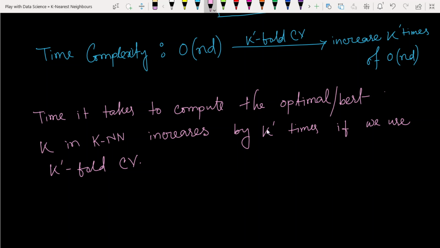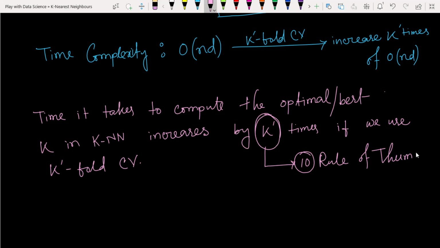Typically we use k dashed equals 10. This is a simple rule of thumb, not necessarily exact, but typically this is what is used by data scientists.